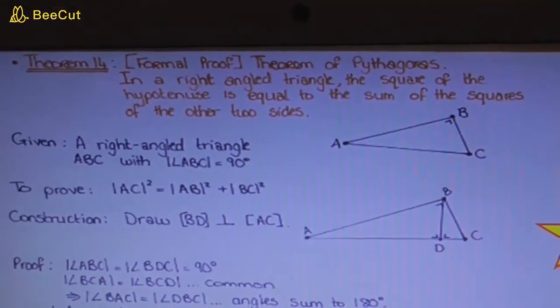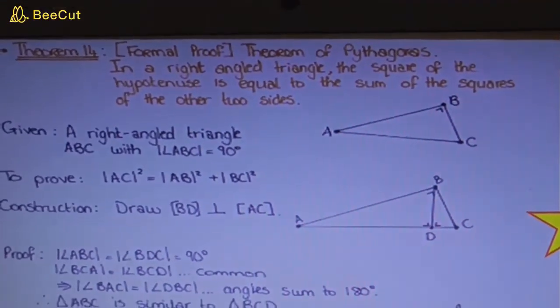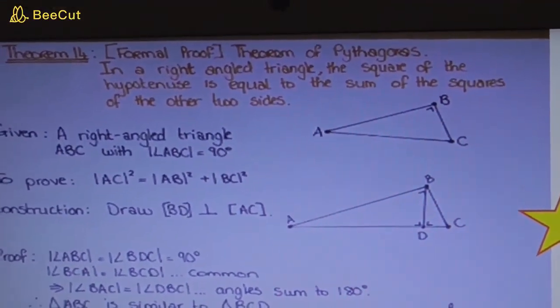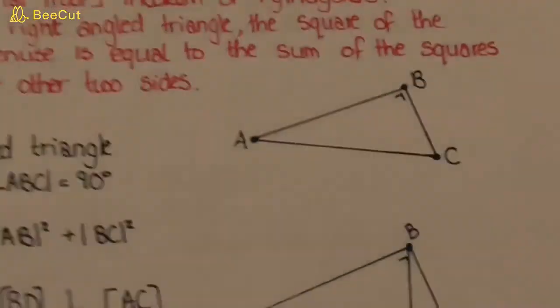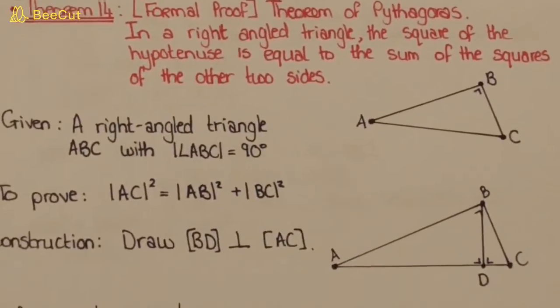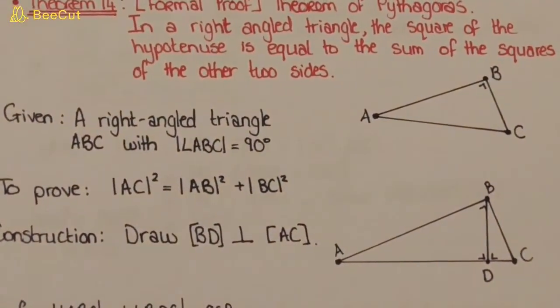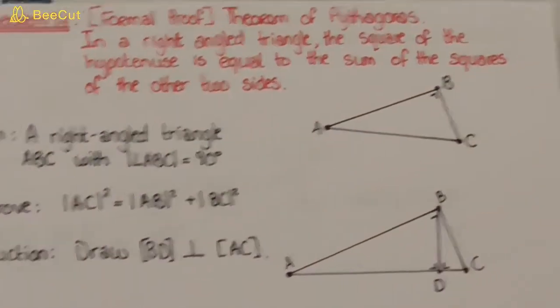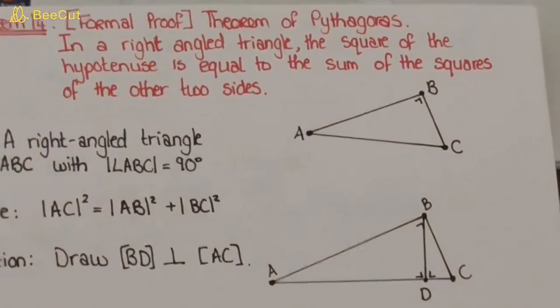Right, so what have we been given? We have been given a right-angled triangle, and I've labelled it as ABC. I might just come down here and do it off the sheet instead. It's clearer. So I've been given a right-angled triangle, ABC, with the angle ABC 90 degrees. So there's my diagram. That's what I've been given.